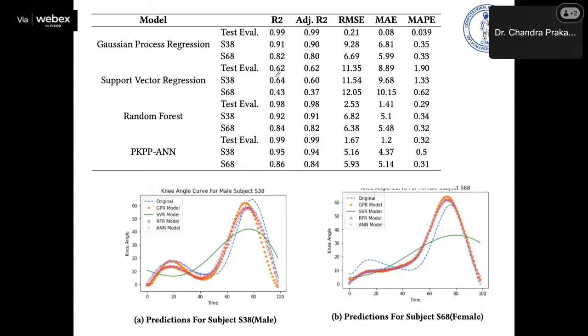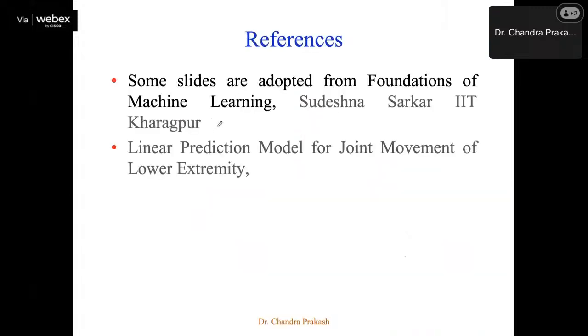In the R2 value, the GPR was giving the best possible R2 value, and still this SVR, the support vector regression, is providing a good reference. We need more data so that the result comes out more precise.